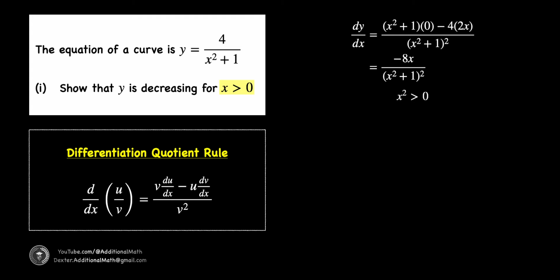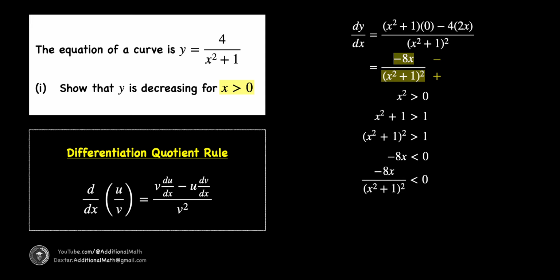Given that x is positive, then the square of it will be greater than 0. And adding 1 to x squared will still be positive. Squaring a positive result will still be positive, and thus the denominator of the first derivative will be positive. As x is positive, negative 8x will be negative, and therefore the numerator of the first derivative will be negative. Thus, concluding the first derivative to be lesser than 0.